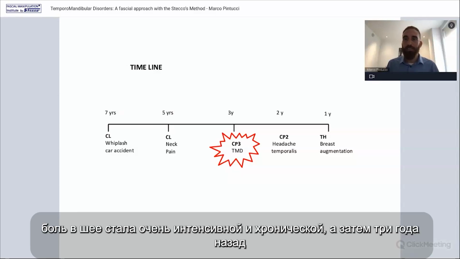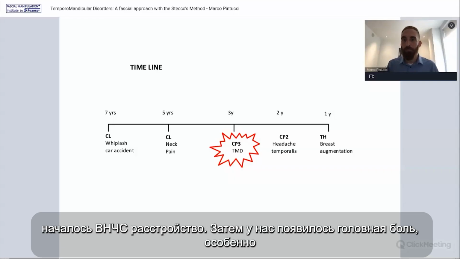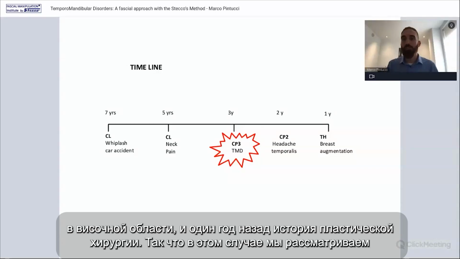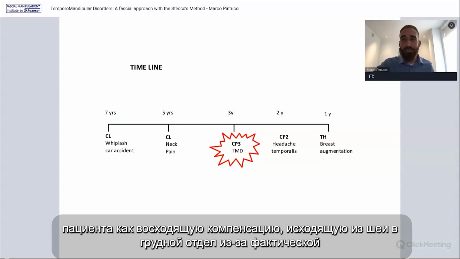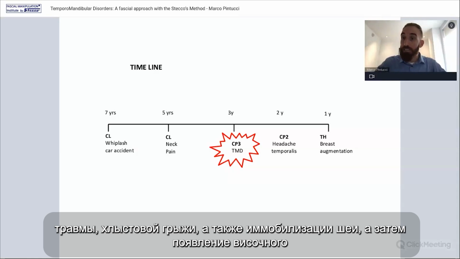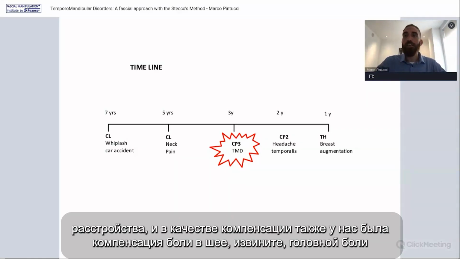After 2 years, the pain of the neck became very intense and chronified, and then 3 years ago started the temporomandibular disorder. Then we had the appearance of headache, especially in the temporalis region, and 1 year ago, the plastic surgery. So in this case, we consider the patient as an ascending compensation coming from the neck in the thoracic region due to the actual trauma, the whiplash, and also the immobilization of the neck.